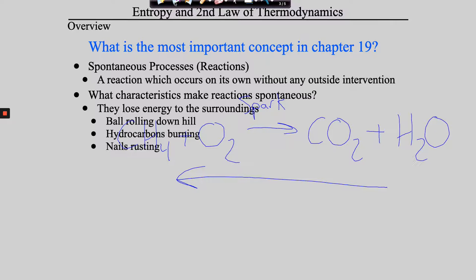Why does methane, natural gas, burn all on its own? It's losing energy. In what form? Come on, guys. Why do we light Bunsen burners? It's not to make the room cooler, right? Guys, we light Bunsen burners because it's a source of heat. And that's the energy that's being released. We are losing heat to the surroundings. And so hydrocarbons, like natural gas, burn all on their own. And the reason it happens all on its own is because it's losing energy.